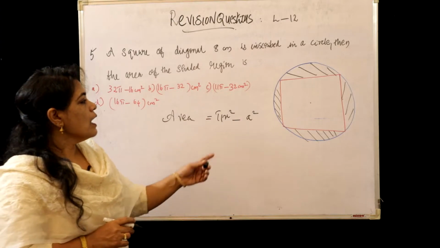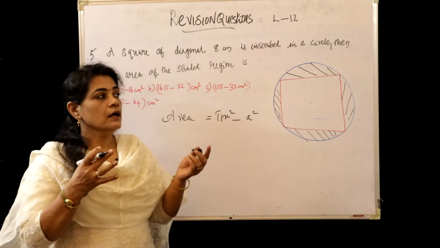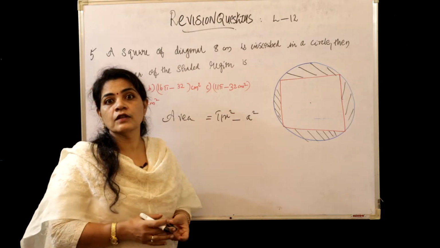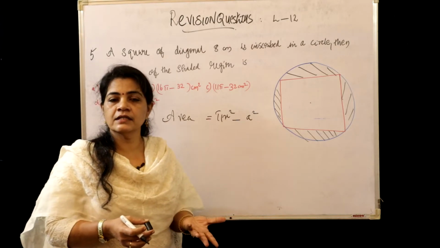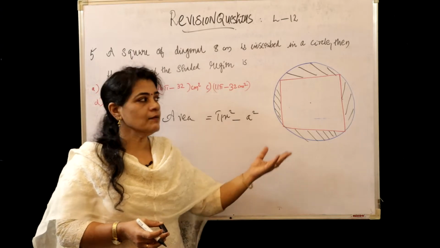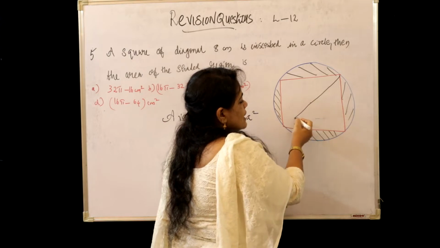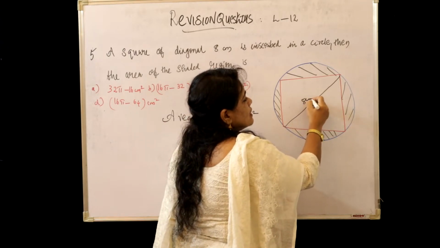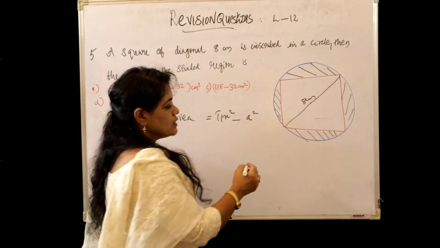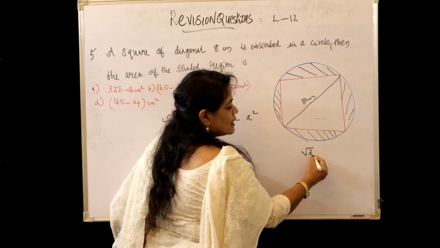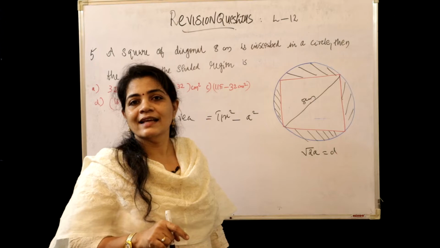But what is given here? r is not given, side also not given, only the diagonal of the square is given. But we know that the diameter as well as the diagonal both are the same in this figure. That means here, since the diagonal of the square is given as 8 cm, by formula, what is the diagonal of a square? We know that root 2 a is the diagonal of the square, and from there you can easily get the side.